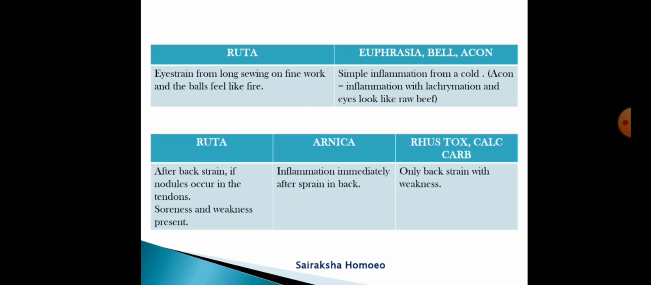Then Ruta, Arnica, Rhus tox and Calcarea carb. So in Ruta, after back strain, if nodules occur in the tendons, then Ruta is given. Soreness and weakness will be present in Ruta. And Arnica will come when inflammation immediately occurs after sprain in the back. While Rhus tox or Calcarea carb is given when only back strain is present with weakness, then Rhus tox or Calcarea carb should be given.